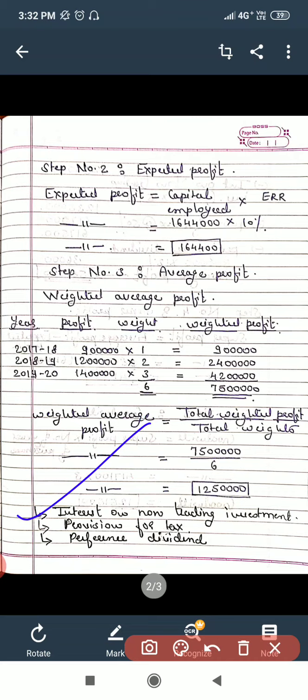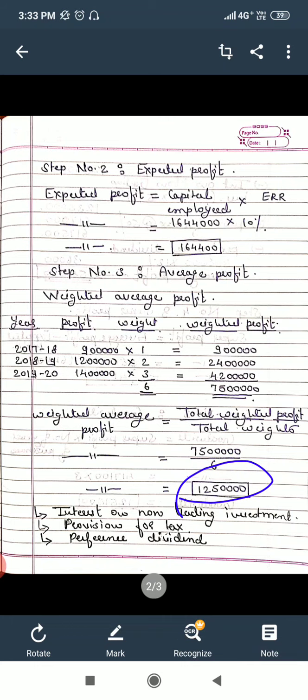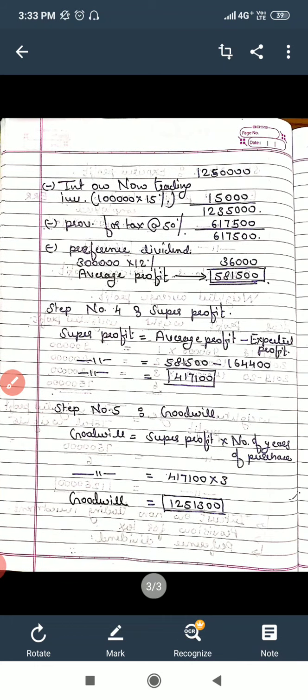Then you have provision for tax. Yes, it is obligatory on the part of every individual, individual companies, all assessees to pay their dues of tax on time, and the last obligation is the payment of preference dividend. And these are the three things which we have to take into consideration while calculating our average profit. So we have now with us the weighted average profit of 12,50,000. We will take it with us ahead. Okay. So we have 12,50,000 with us.